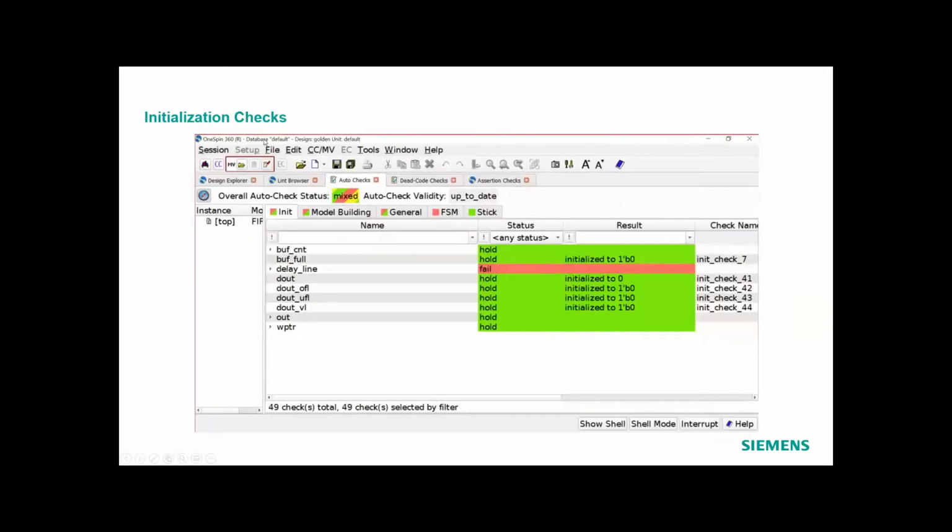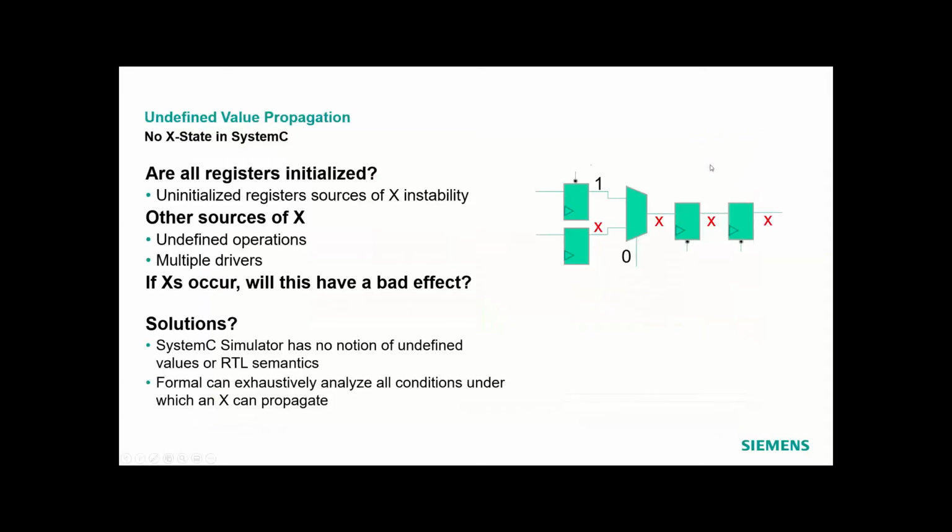Okay, this is just an overview of how our GUI looks when some outputs or states are not initialized. We report that as a fail, marking it with red, so that you can debug it and see what the potential X is. Okay, let's continue with undefined values.